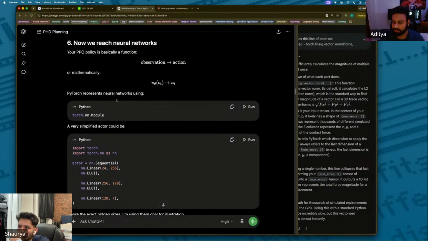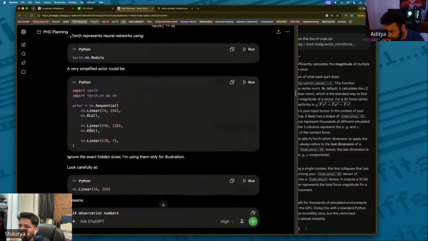So PyTorch represents neural networks using the nn module, and a very simplified actor could be actor equal to nn.Sequential, nn.Linear, nn.ELU. So this is what, like a neural network, linear, ELU. These are the layers that you would put in.